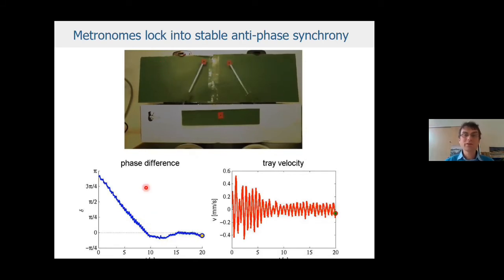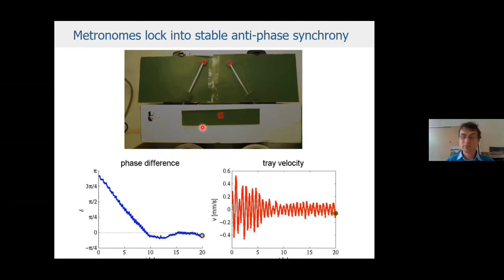And if you look very, very closely, you find that this tray actually moves while the metronomes are getting into synchrony. So it is important that they are on the same tray that can move to the left and right, and which thereby transfers momentum from one to the second metronome.